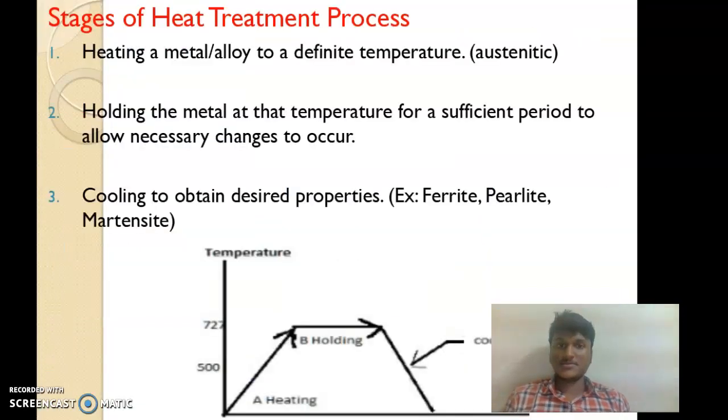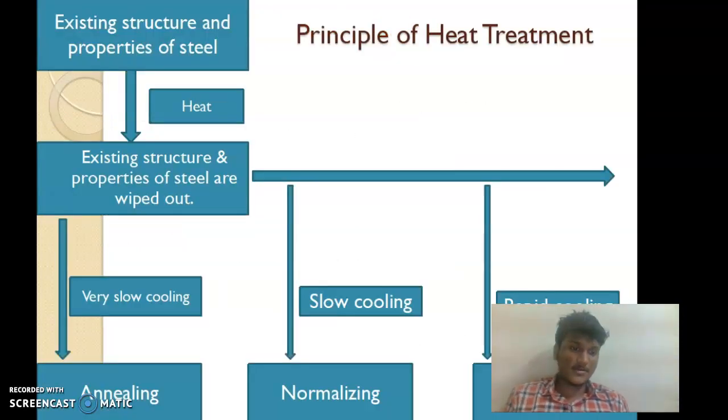And here is the principle of heat treatment. After applying the heat, the existing structure and properties of steel will be converted into different structures, and later on after cooling they will obtain the desired properties. The cooling processes are classified depending upon the rate of cooling. If it is a very slow cooling it is called annealing, and if it is a slow cooling it is called normalizing. If it is a rapid cooling it is called hardening.